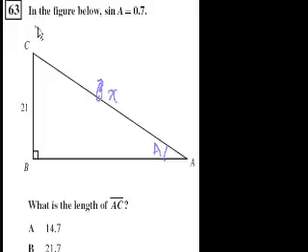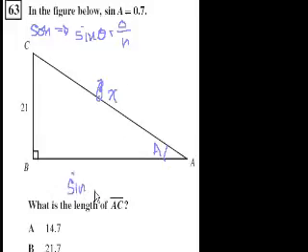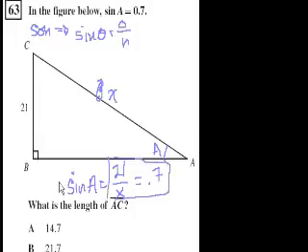SOHCAHTOA tells us that sine of some angle, let's call that theta, is equal to the opposite over the hypotenuse. So sine of A, in this example, sine of this angle, is going to be equal to the opposite, 21, over the hypotenuse, over x. And they tell us that the sine of A is equal to 0.7. So that's also equal to 0.7. So now we could just solve this equation for x, and we're done.